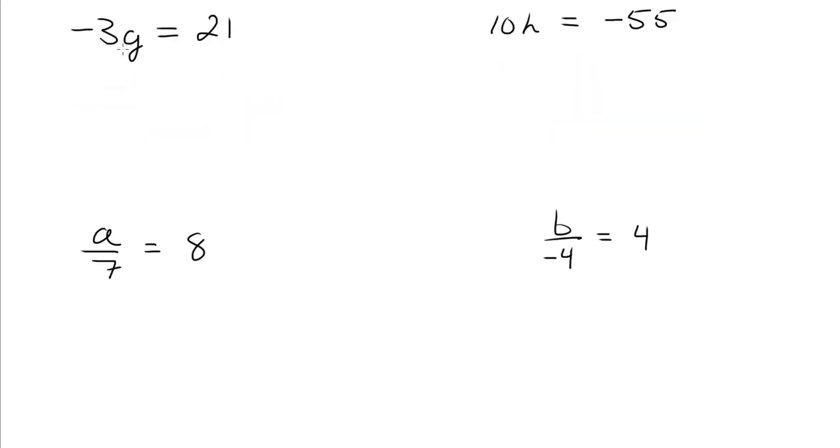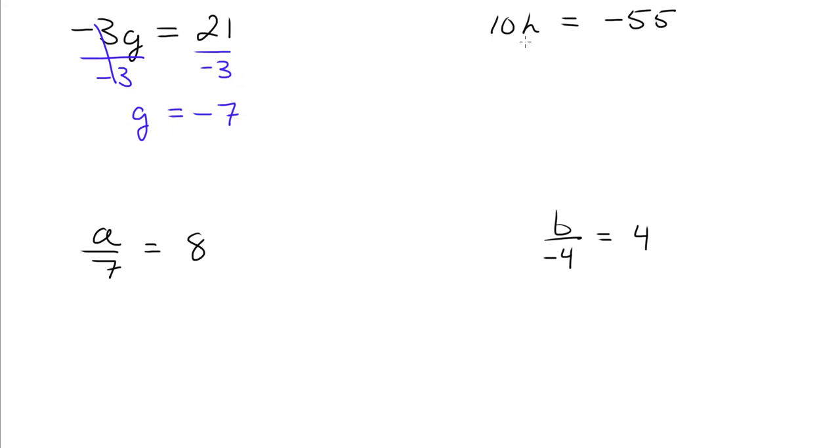Next, we have negative 3g equals 21. Remember, this means negative 3 times g equals 21. So we have to undo multiplication. And when we undo multiplication, we keep the sign. So the way we undo multiplication is we divide. So we're going to divide both sides by negative 3. Negative 3 divided by negative 3 is positive 1g, or just g. And positive 21 divided by negative 3 is negative 7.